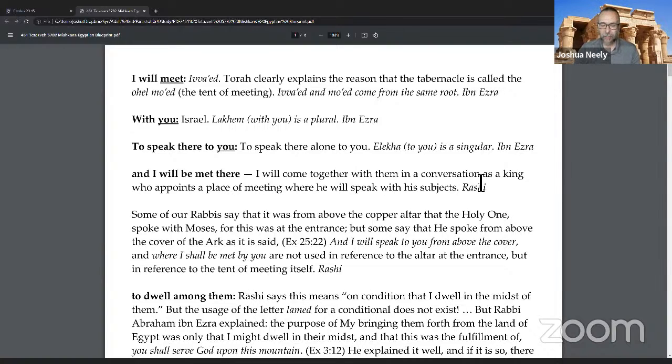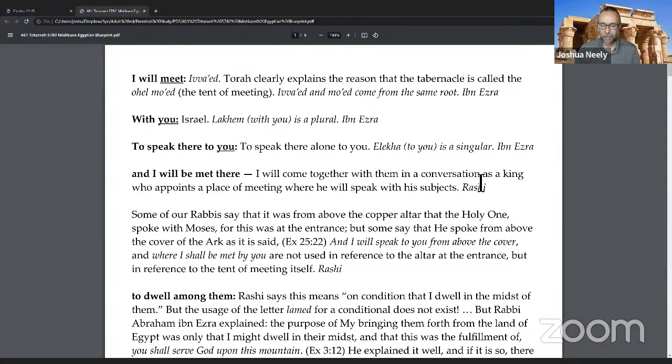So it's not just about building an altar. It's not just about sacrifices. It's not just about killing a bunch of animals and burning up a bunch of fat, blood, and grain. This is a symbol of the meeting place, the linkage between us and God in the relationship that we have.